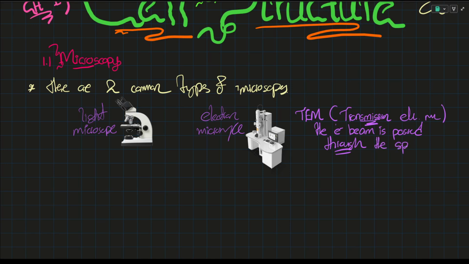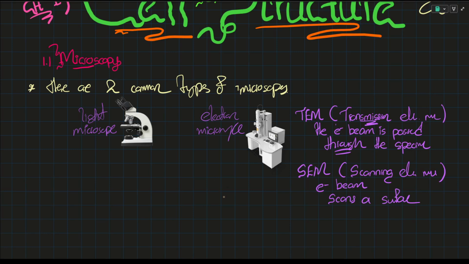The specimen being observed. And then there's the second variant known as an SEM. This stands for scanning electron microscope. So just like the name suggests, the electron beam would simply scan a surface.